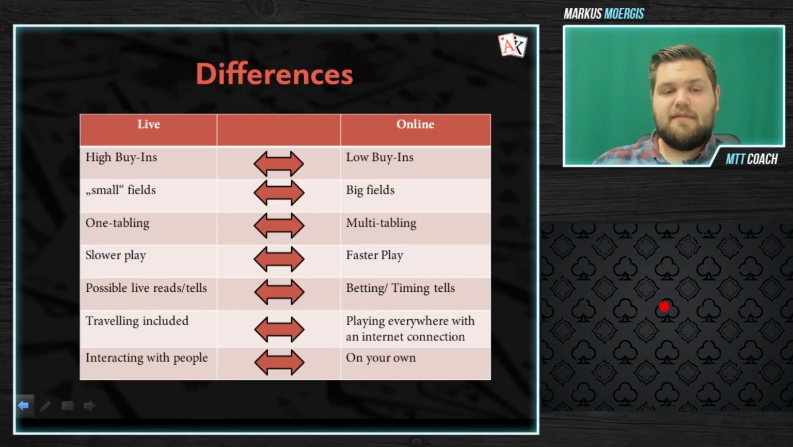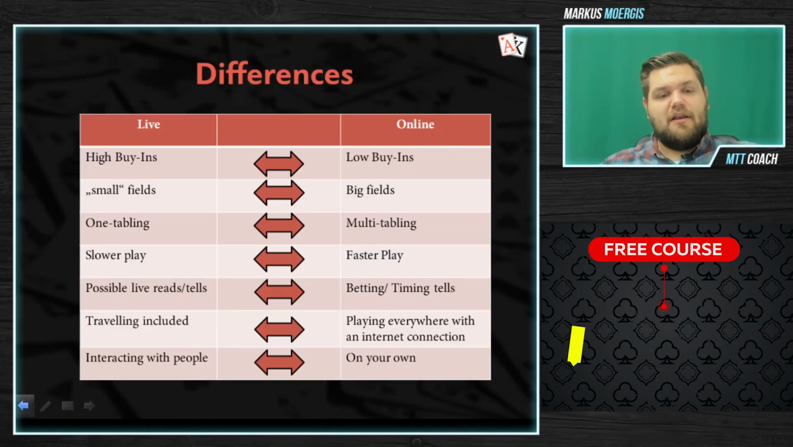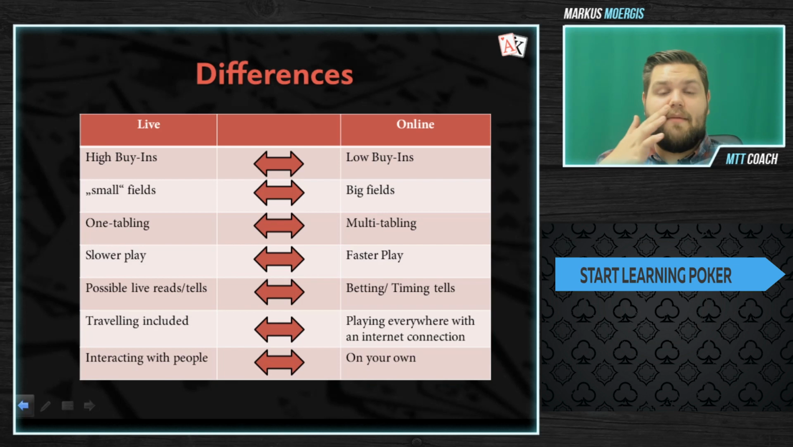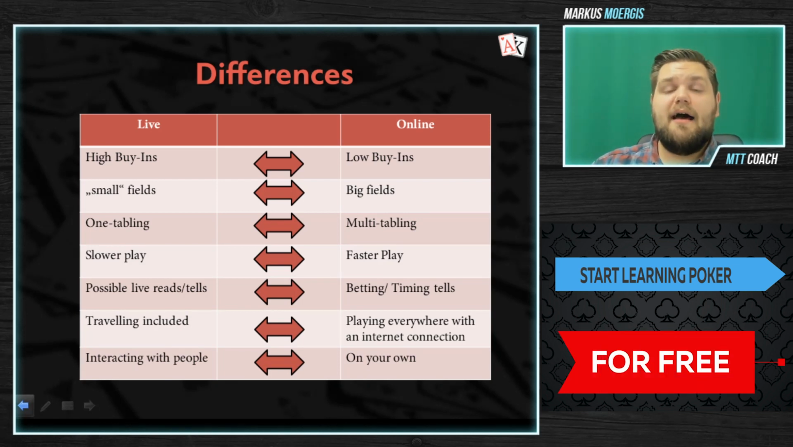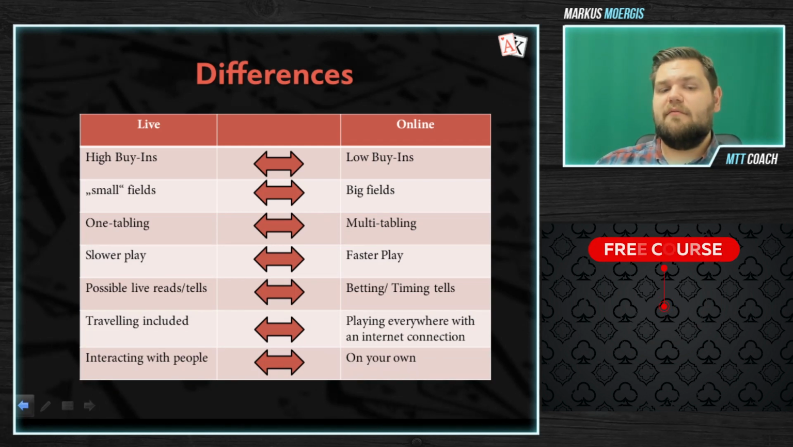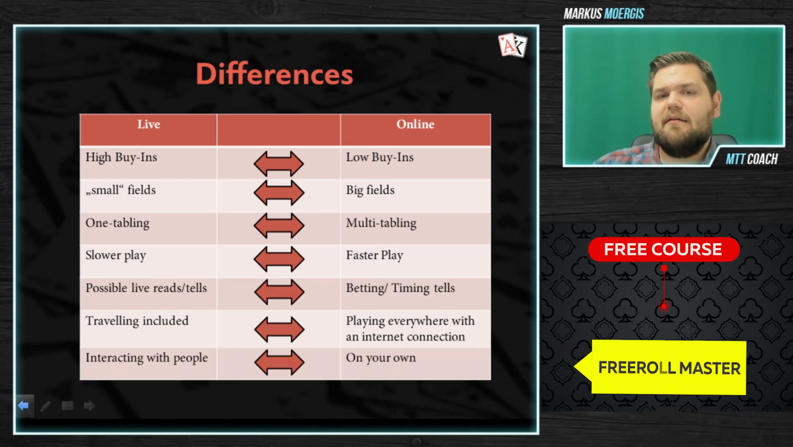Now, just again the overview of what I talked about between live and online. As you see, there are differences in the buy-in size, in the size of the fields, in the amount of tables you can play, how fast or slow the play is. Then what I didn't say earlier, you don't really have live reads or tells in online poker.